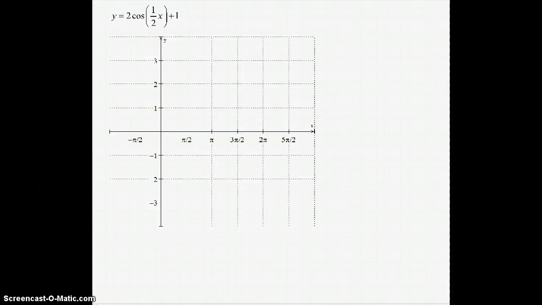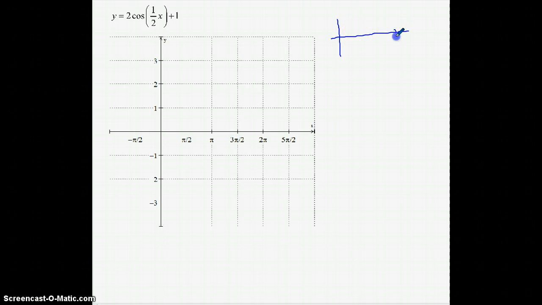Okay, I'm going to do another example here, this time with a cosine function and one where we will have a vertical shift. Now in this case, again, I'm going to do the same thing that I did for the last example, where I'm going to start with the base cosine function.